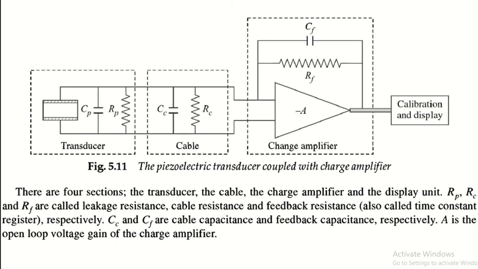RP, RC, and RF are called the leakage resistance, cable resistance, and feedback resistance respectively. CC and CF are the cable capacitance and feedback capacitance respectively. A is the open loop voltage gain of the charge amplifier. So such block diagrams are very important when you will explain this piezoelectric material. So this will help you to clarify your answers.